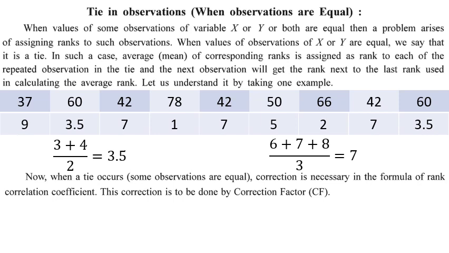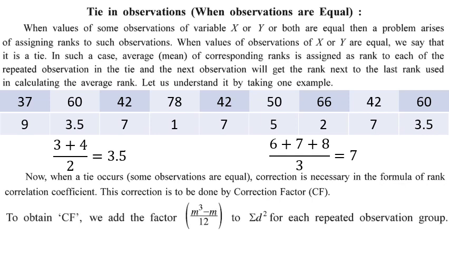Now, whenever we are breaking the ties, there is a correction here because we are not giving them the actual ranks. We are giving them an average rank. Because we are giving them an average rank, we have to make some corrections in our final answer. And that correction is known as correction factor, CF. CF is to be found as m cube minus m upon 12. Now this is a fixed formula. 12 is a constant value. It will not change.